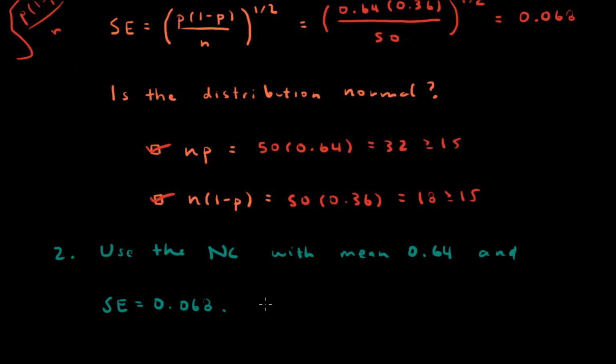That's okay. And then remember the probability that you're looking for is this. So open the normal calculator, that's your mean, that's your standard error, change the inequality to less than or equal to, and plug in a 0.6.